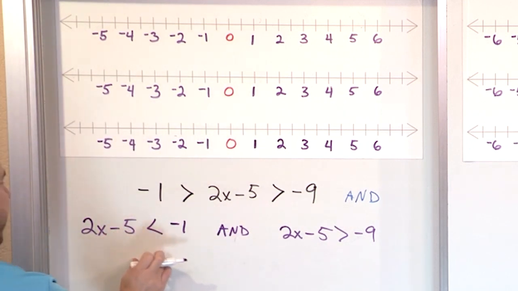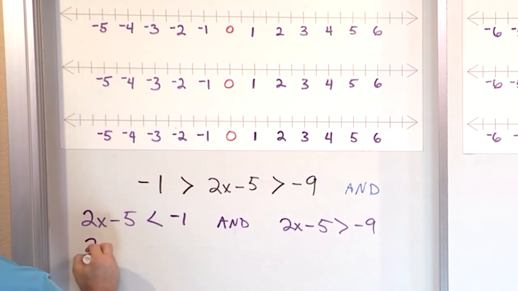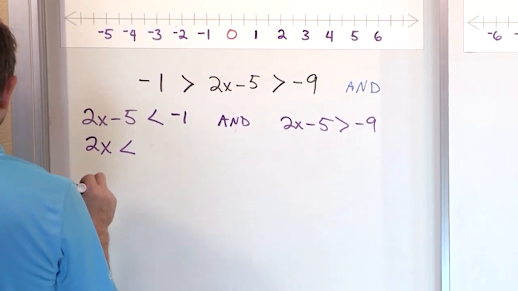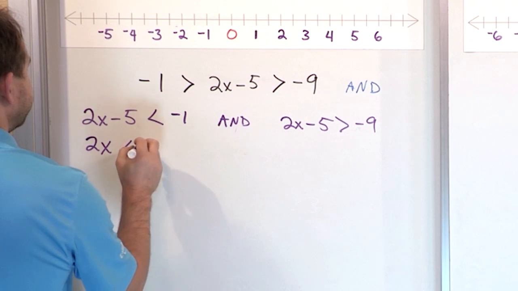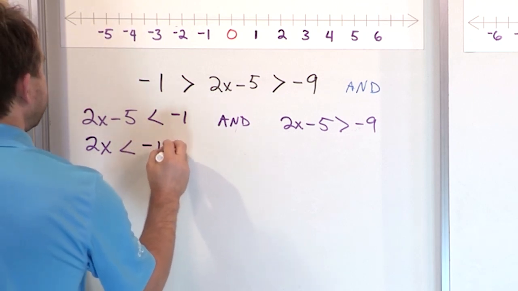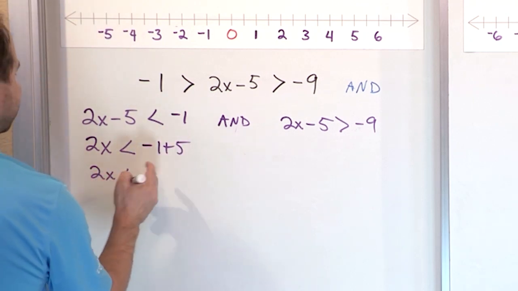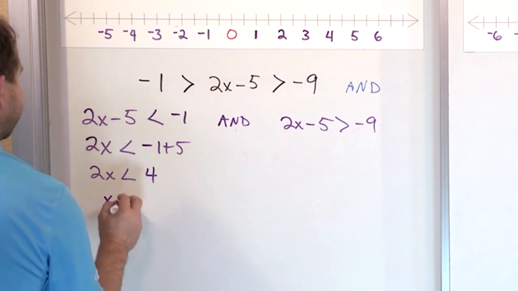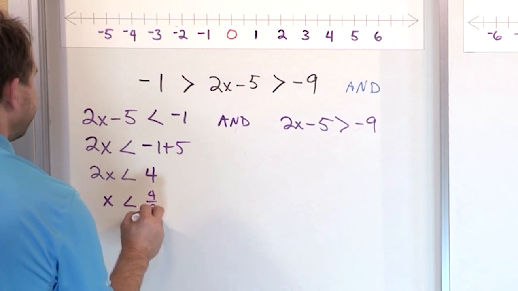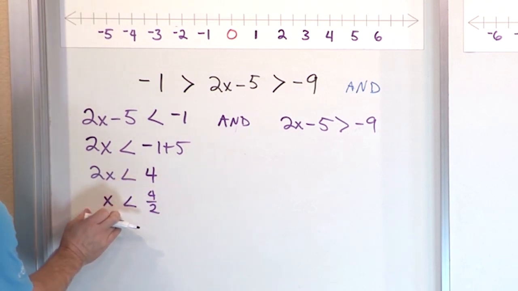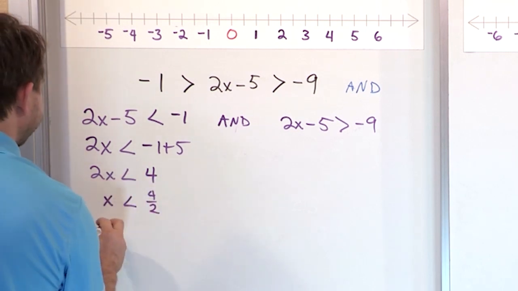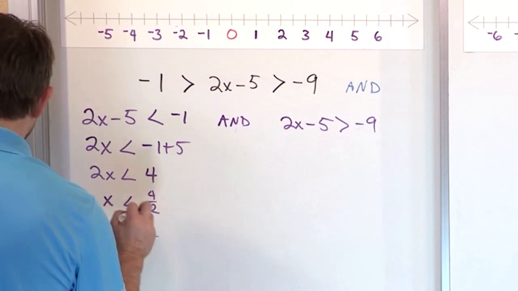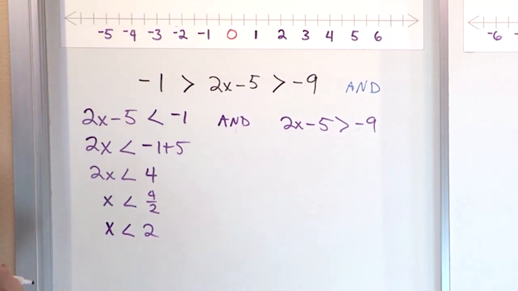So let's move the -5 over here by adding 5. So you get 2x less than, you'll have -1 plus 5. So you will have 2x less than, what do you do when you add -1 plus 5? You get 4. And then finally, x is going to be less than 4 over 2 because you divide by 2 on the side, getting rid of the 2, divide by 2 over here. So you get x less than 2. You get x less than 2 over here.